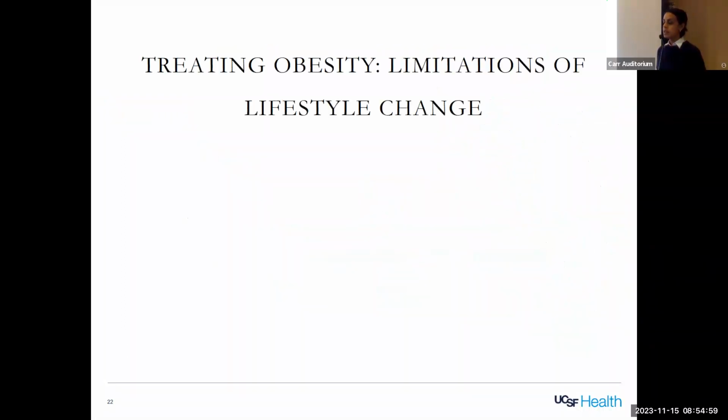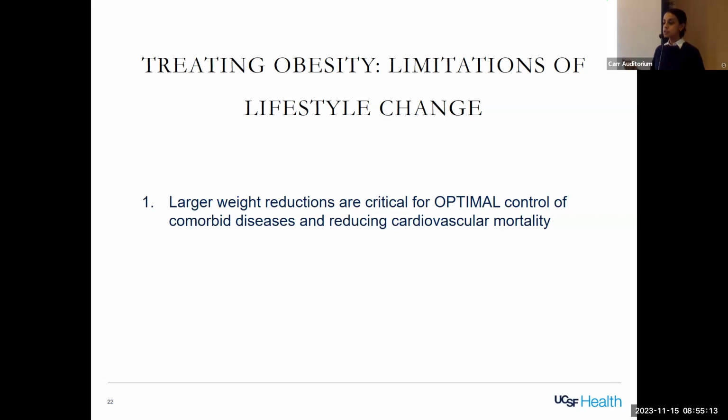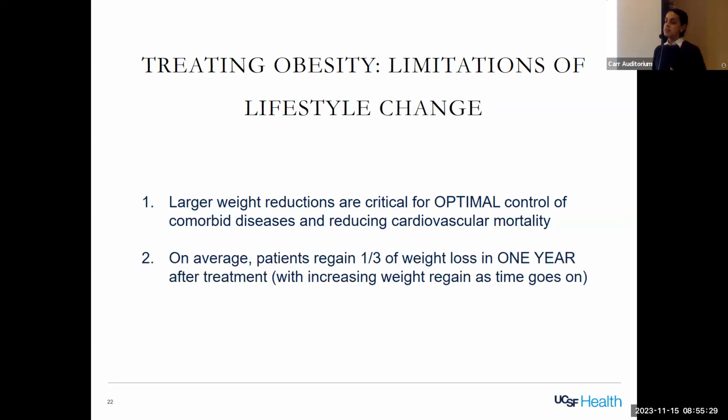So lifestyle change really is the crux of what we do, but there are some limitations that make it not necessarily effective in the long run for preventing comorbidities associated with excess weight. So we know that larger weight reductions than that 5% are really critical for optimal control of these comorbid diseases. So if we want to get patients off of medications completely for things like hypertension, hyperlipidemia, we do need higher rates of weight loss. The other bit is that on average, patients regain a third of the weight loss at 1 year after treatment, with increasing weight regain as time goes on.